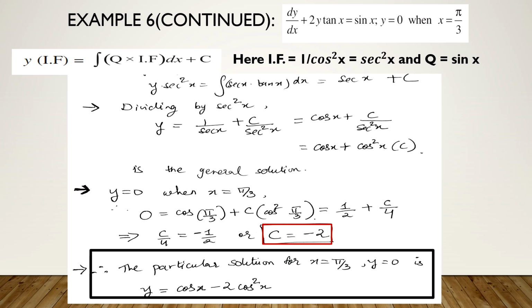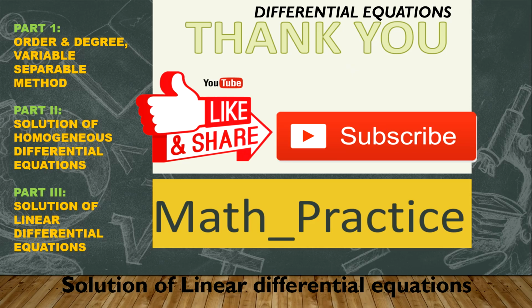Now the condition, put y is equal to 0 and x as pi by 3. Cos pi by 3 is half, cos square pi by 3 is 1 upon 4. So c is minus 2. So what is the particular solution? Particular solution for x is equal to pi by 3, y is equal to 0 is y is equal to cos x minus 2 cos square x.